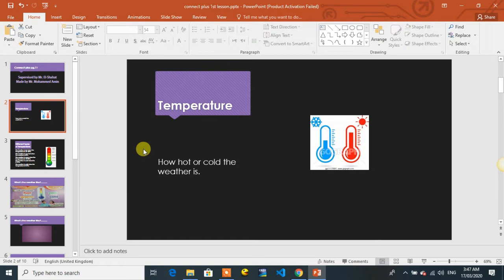So the temperature degree is very important here, and the other thing is how related the temperature is with the weather. I mean, if the temperature is so low, this means the weather will be cold or cool, and if the temperature is very high, this means the weather will be very hot.